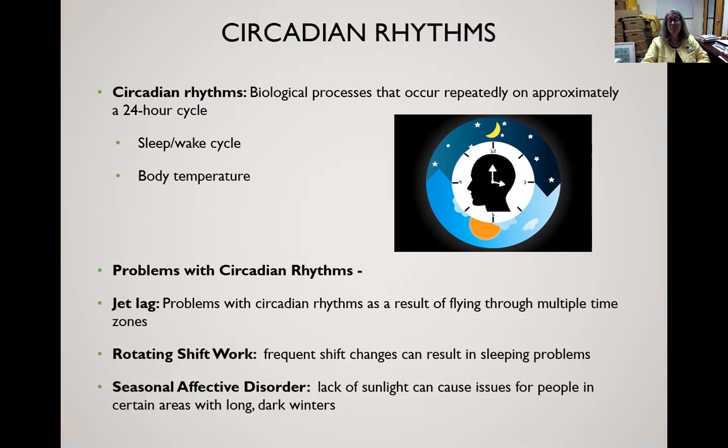Now, if you do certain things, you can play with your circadian rhythm. And when you do so, it makes it much harder to sleep when you're tired. You'll have a hard time sleeping and you'll have a hard time being awake. So some examples of problems with the circadian rhythm has to do with jet lag.